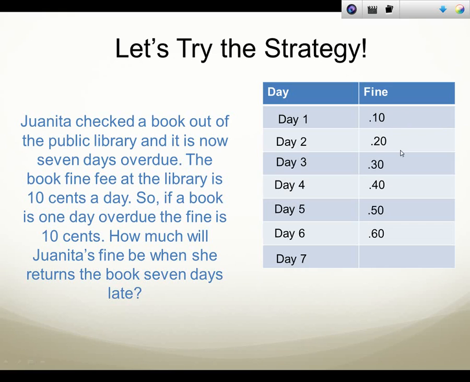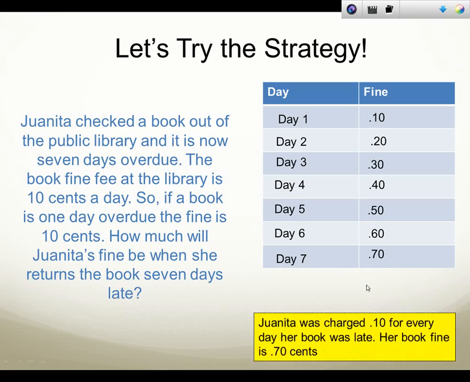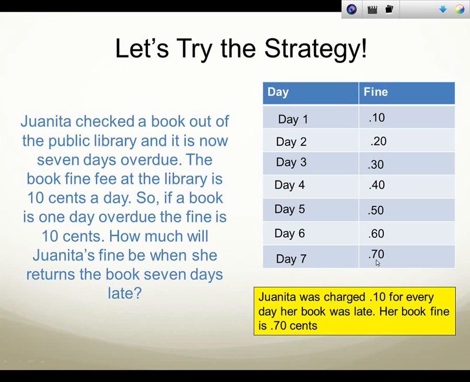And let's look for a pattern here. 10, 20, 30, 40, 50, 60. It's adding 10 cents each day. Can you think about how much her fee is going to be? You're right if you said it's 70 cents. Do you see how using this table with headings on the top helps me organize my data so that I can see easily and solve the problem? Okay? And there's my answer. Juanita was charged 10 cents for every day her book was late. Her book fine is 70 cents.